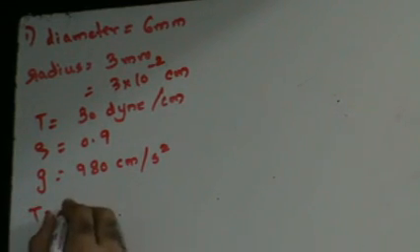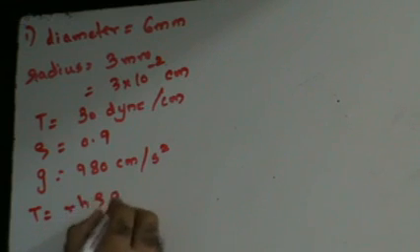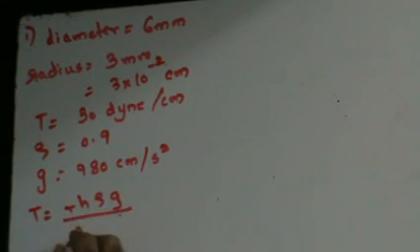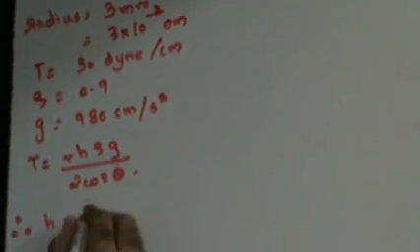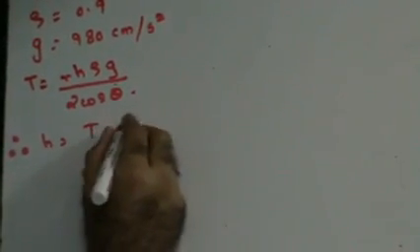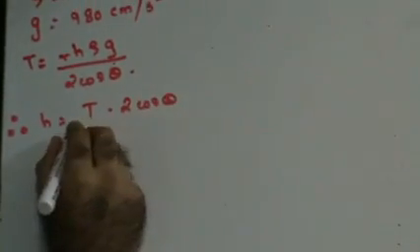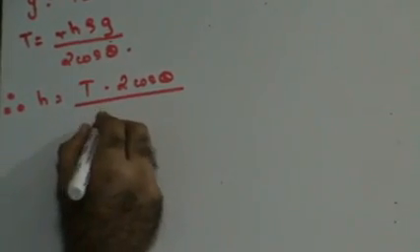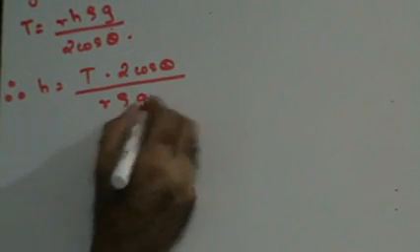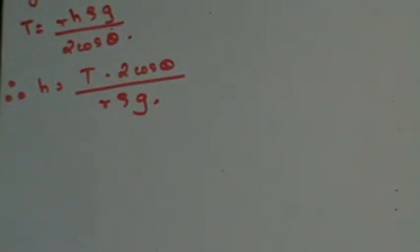Now T is given by the formula r h rho g upon 2 cos theta. Therefore I can say that h is T into 2 cos theta upon r rho g. R is given to me, bore was 6 mm, that means radius is going to be 3 mm. I'm keeping everything in CGS system. Radius I know, density I know, gravitation, tension is given to you.